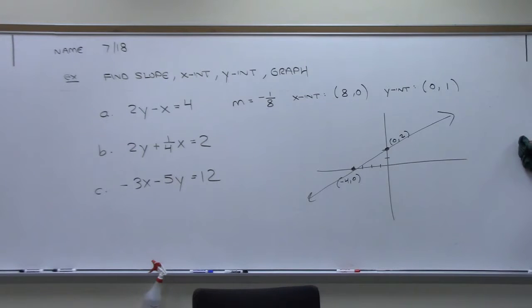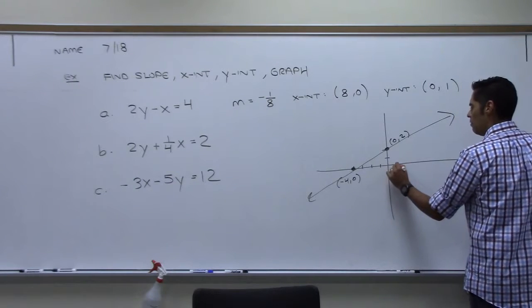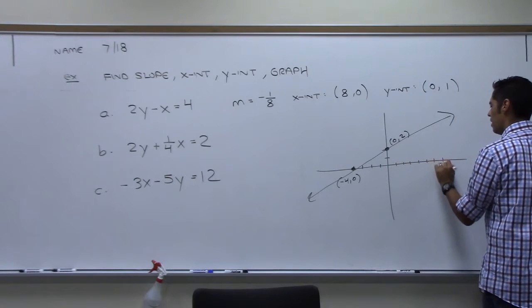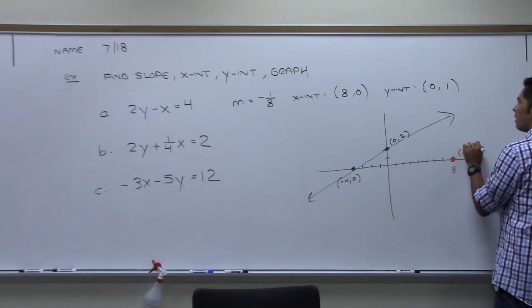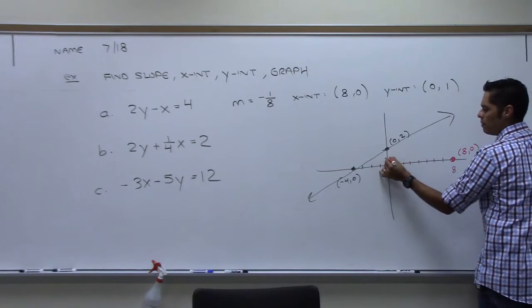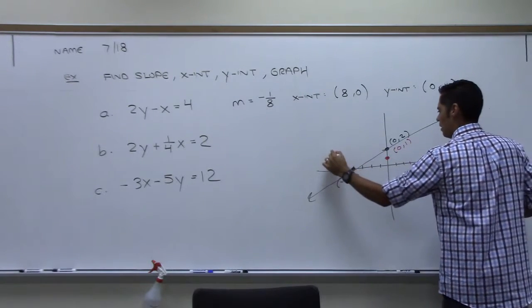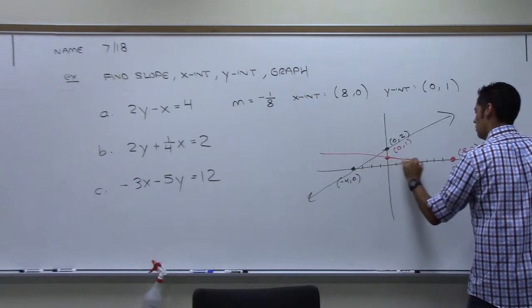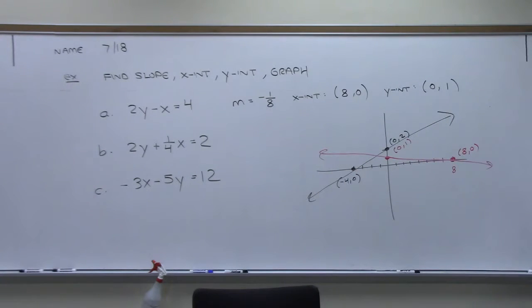Okay. So to graph that one, let me just put it on the same graph. 8, 0: 1, 2, 3, 4, 5, 6, 7, 8, that's here. And then 0, 1 would be here. And then I draw a straight line through there. Whoa, whoa, whoa. All right, close enough.